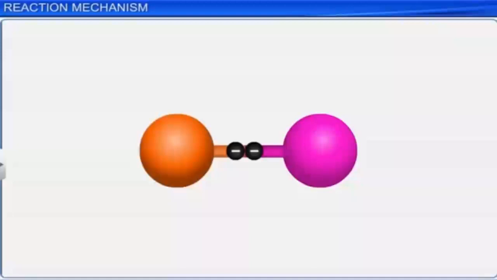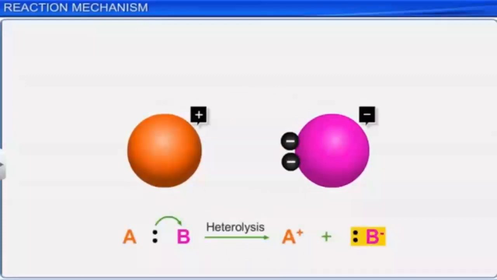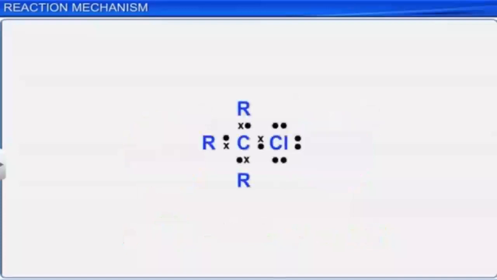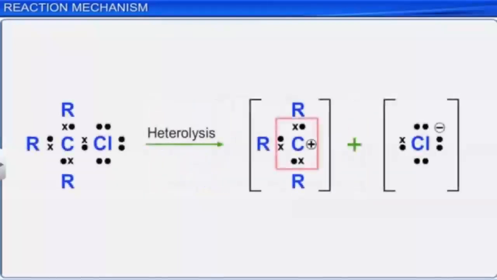Heterolytic cleavage is just the opposite of homolytic cleavage. In heterolytic cleavage, a bond is broken unequally, and the shared electron pair goes to the more electronegative atom. Thus, after heterolytic cleavage, the atom that loses the bonded electrons gets a sextet electronic structure, and acquires a positive charge.